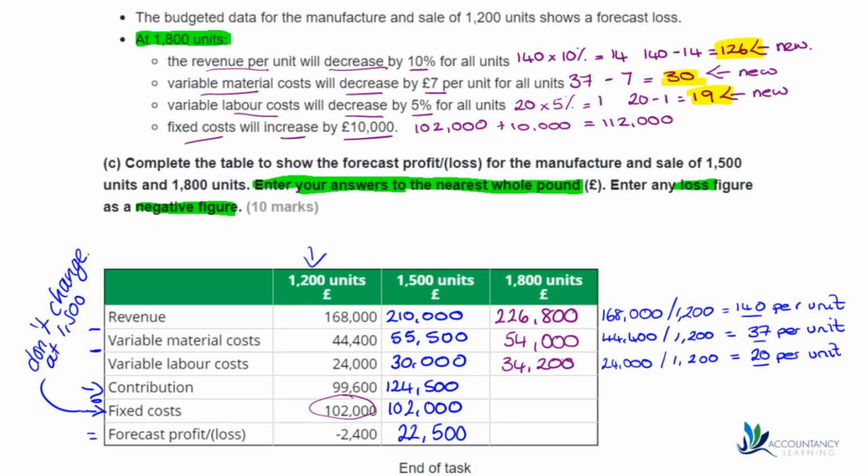34,200. And again, we now need to work out our contribution, which is our revenue minus our variable costs. Giving us 138,600. And then lastly, we need to now put in our new fixed costs, 112,000. And then we take that off of our contribution to give us our total profit of 26,600.